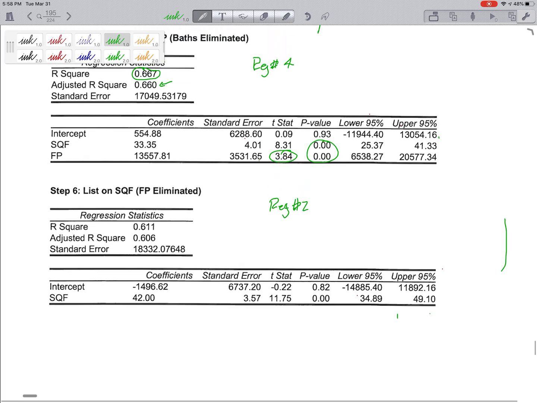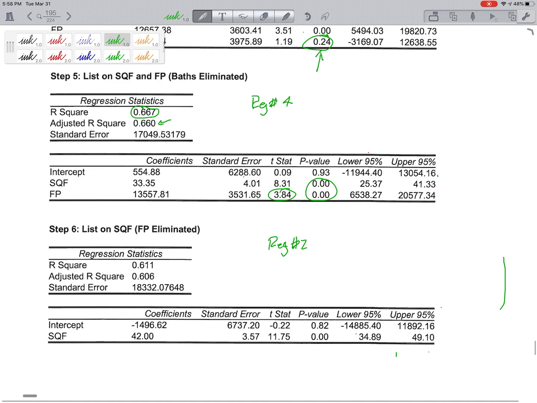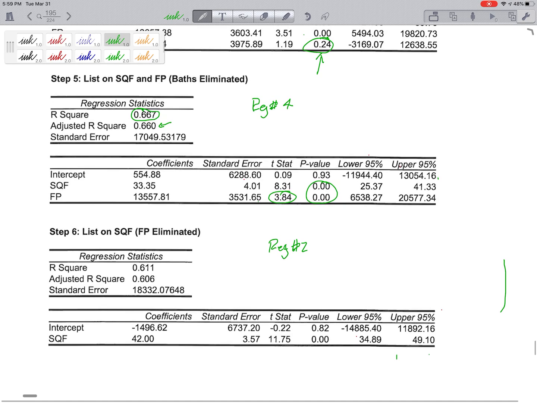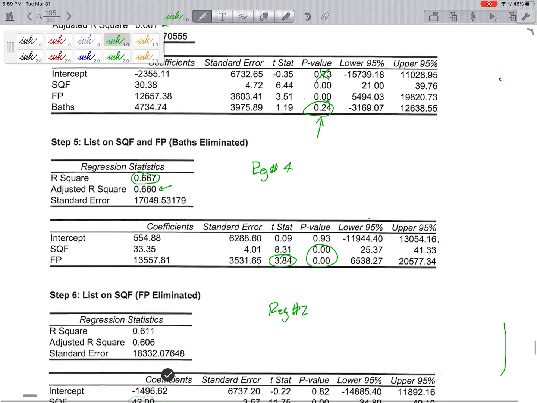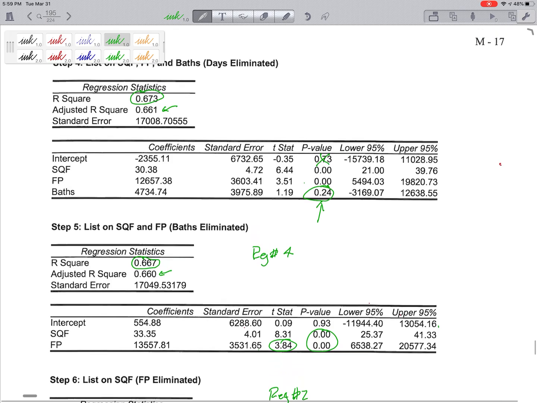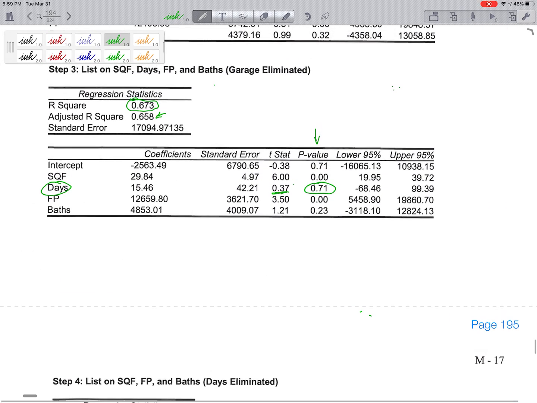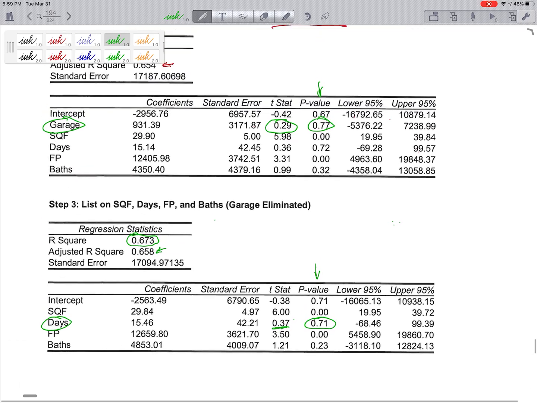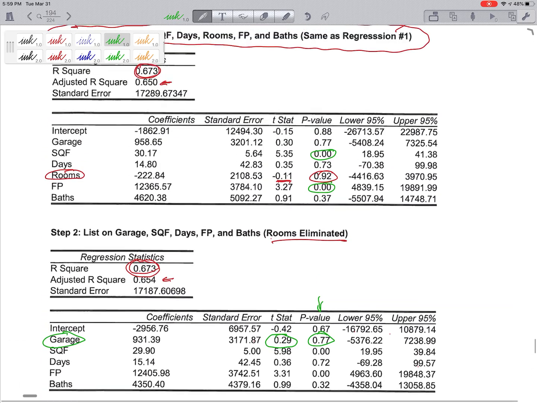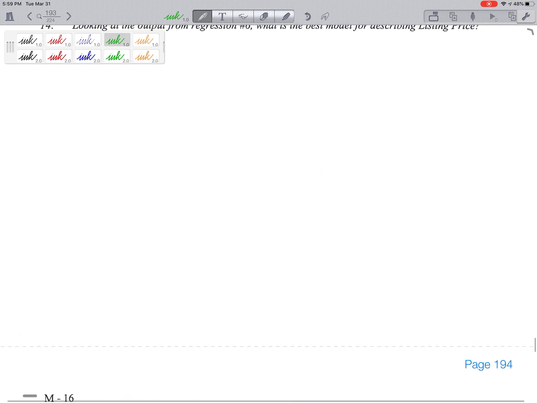So what we've got here is, I'm going to back up in terms of the importance of the variables. So we've got square footage, which is the only one left here, is most important, and then followed by fireplaces, followed by baths, followed by days, garages, and then finally rooms.